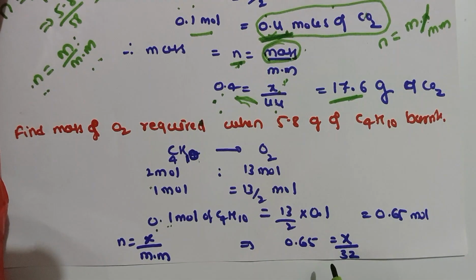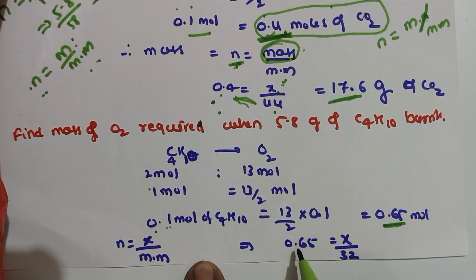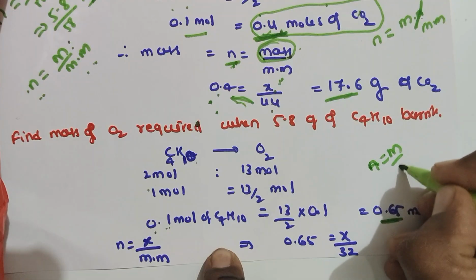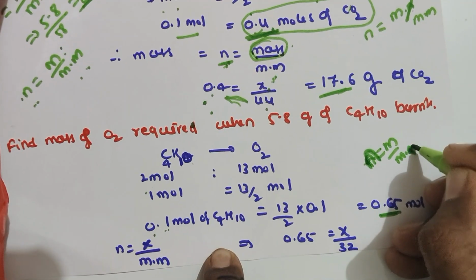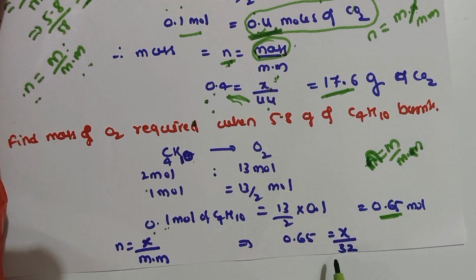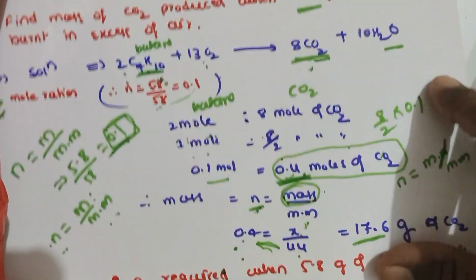Okay, on getting the O2 mole, we may easily calculate the mass. N equal to what? N equal to mass divided by molar mass. Okay, we get 0.65 equal to x divided by 32. On calculating, we get the exact mass of O2. Is this clear to everyone?